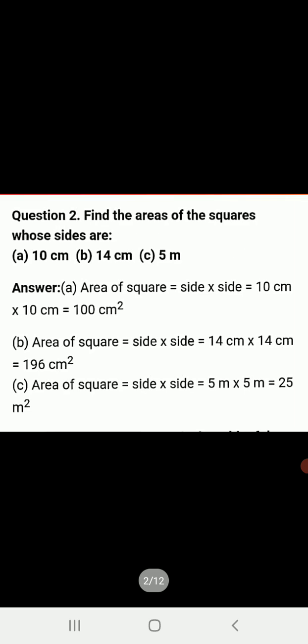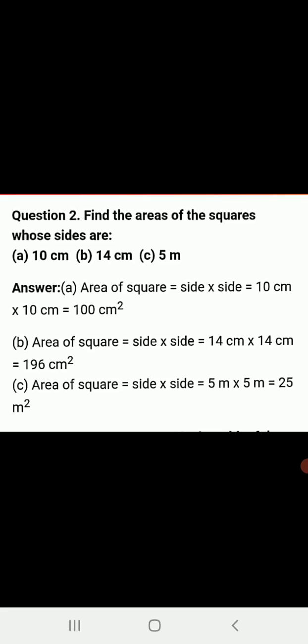Question 2. Find the areas of the squares whose sides are given. We know a square has 4 sides and all 4 sides are equal. So one side measurement will be given, that is the common one for all the 4 sides. First one, you see 10 centimeter. The formula for finding area of a square is side into side. So that is 10 into 10, it is 100. Centimeter into centimeter is centimeter square. So the answer is 100 centimeter square.